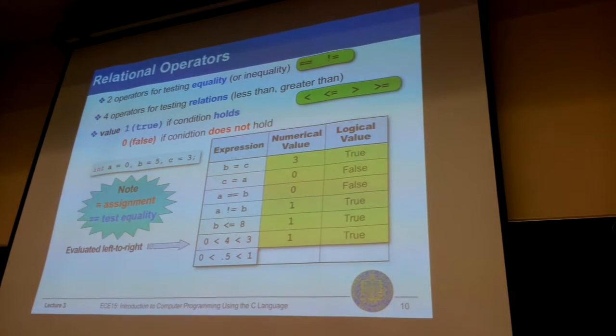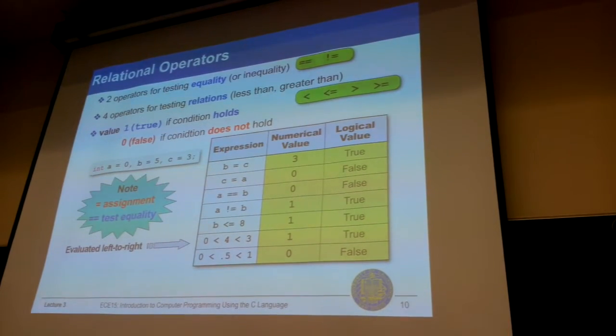Let's try that again. Great, I think you guys got it. So again, we're evaluating from left to right. So 0 is less than 0.5, that's going to go true, which will evaluate to 1. And then we're left with 1 is less than 1, which is false.